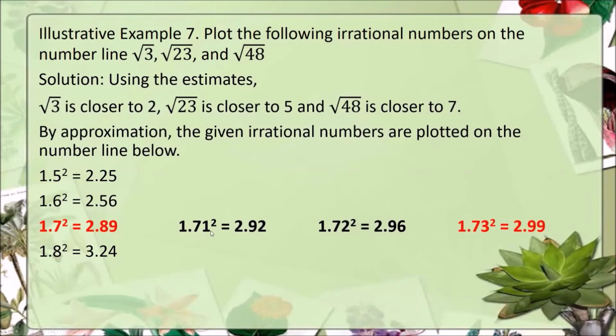So, 1.71 squared is equal to 2.92. 1.72 squared is equal to 2.96. And 1.73 squared is equal to 2.99. And 2.99 is nearest to 3, the square root of 3. Therefore, we can conclude that the approximate or estimate value of square root of 3 is equal to 1.73.